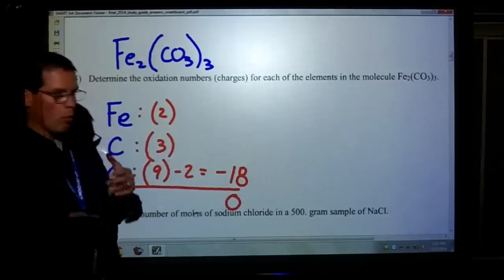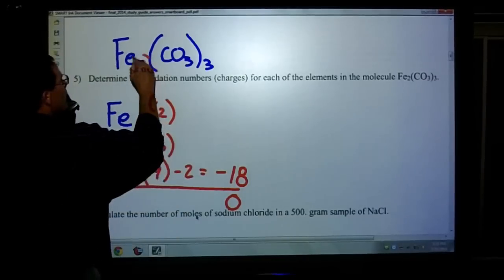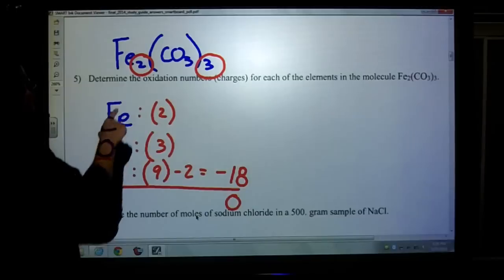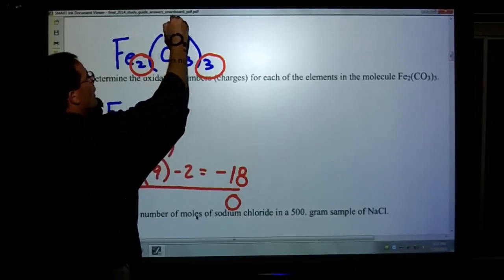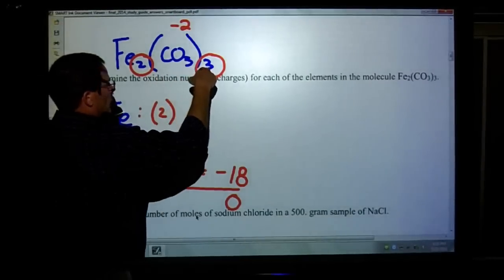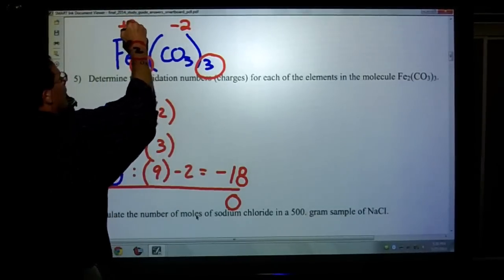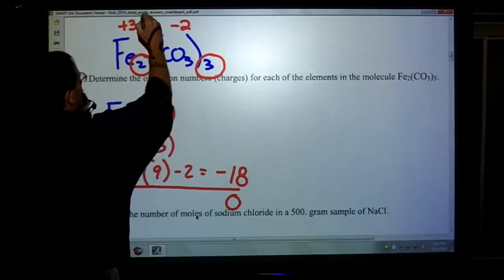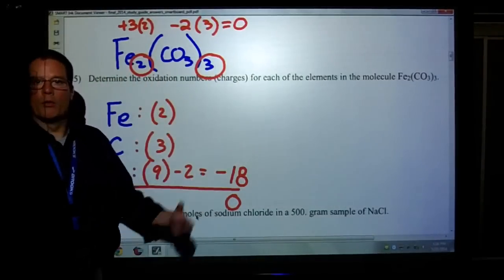So we have to figure out, well, which one is it? Here's what I suggest: you're going to let these help you tell what the charge is on the other thing. If I'm looking at 2 irons, that must mean that each one of these has a -2 charge. And it does. It's carbonate. If I look at this, that means that each one of these has a +3 charge. And it does. So when I treat these subscripts as multipliers, the whole compound has no charge.